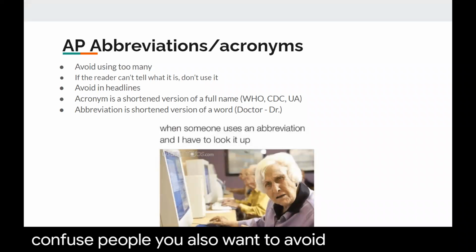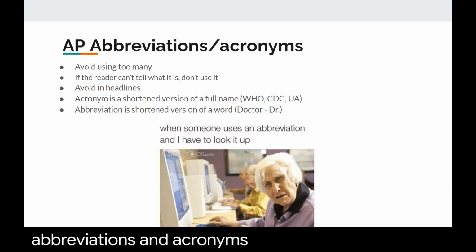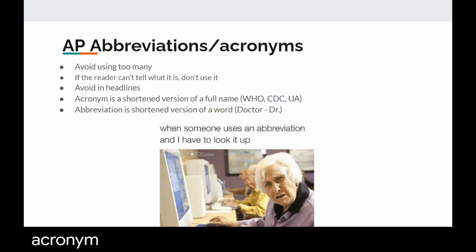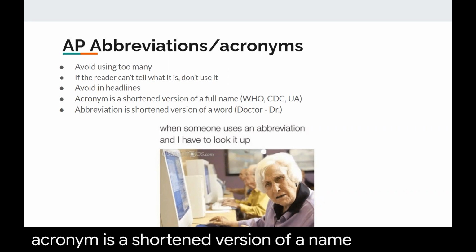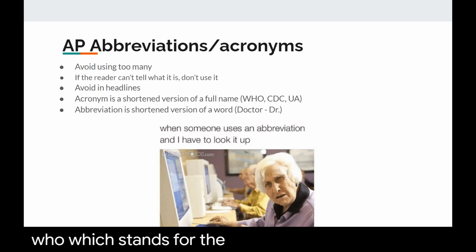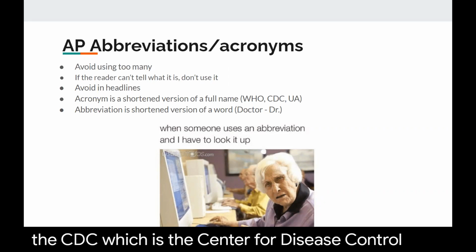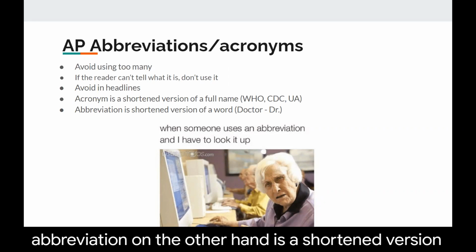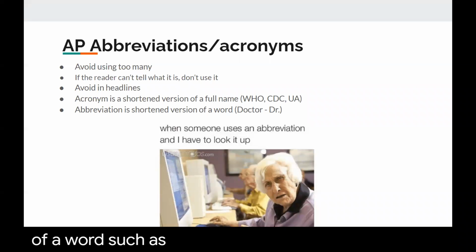You also want to avoid using abbreviations and acronyms in headlines as much as possible, unless it's just something that everyone knows, like the CDC or something like that. Now, an acronym is a shortened version of a name, such as WHO, which stands for the World Health Organization, the CDC, which is the Center for Disease Control, or UA, which might stand for University of Alabama. An abbreviation, on the other hand, is a shortened version of a word, such as saying Dr. for doctor.